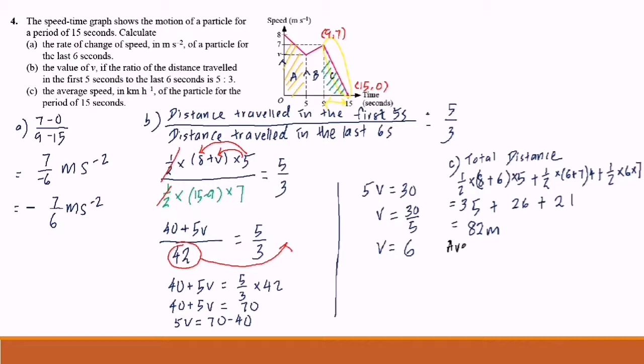Now, average speed is total distance 82 divided by 1000. Why divided by 1000? Because the question asks, write the unit in kilometer per hour. Is 82 over 1000, divided by total time 15 divided by 3600. 19.6 kilometer per hour.